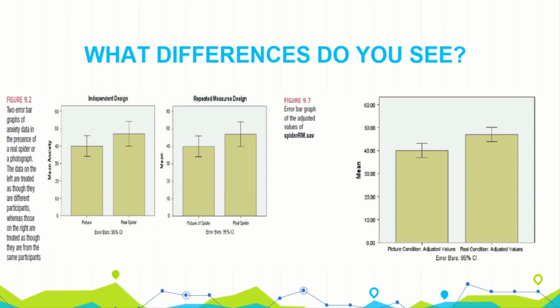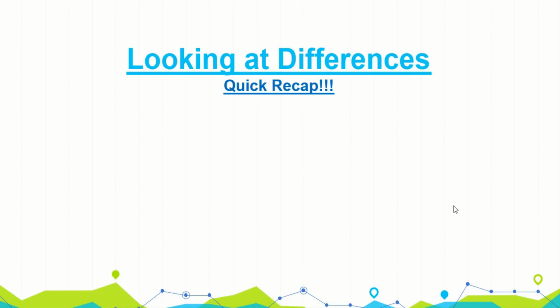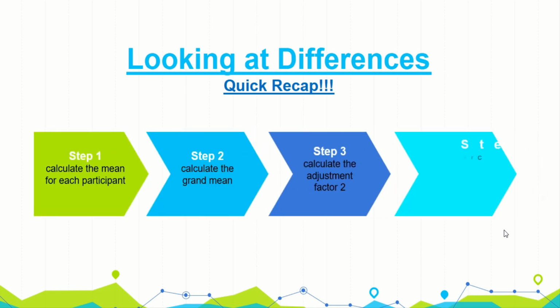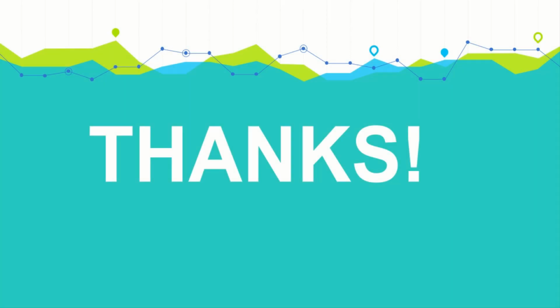So that would be all. Thank you. So looking at differences, let's have a quick recap. Step 1, calculate the mean for each participant. Step 2, calculate the grand mean. Step 3, calculate the adjustment factor. And lastly, create adjusted values for each variable. So that's it. Thanks.